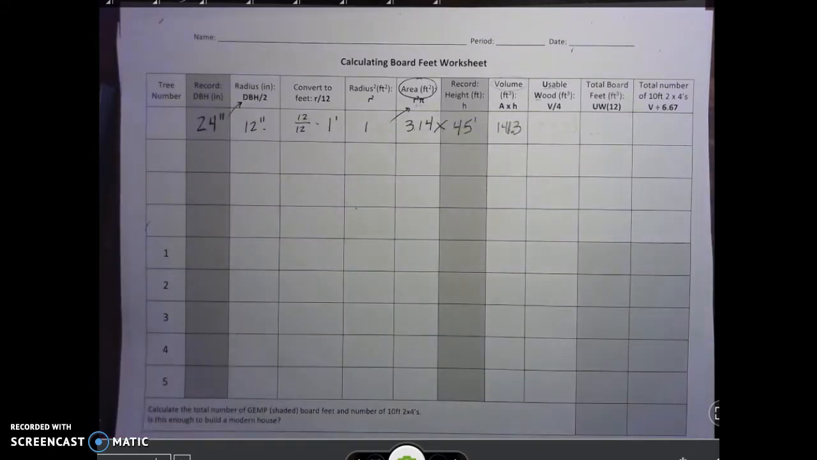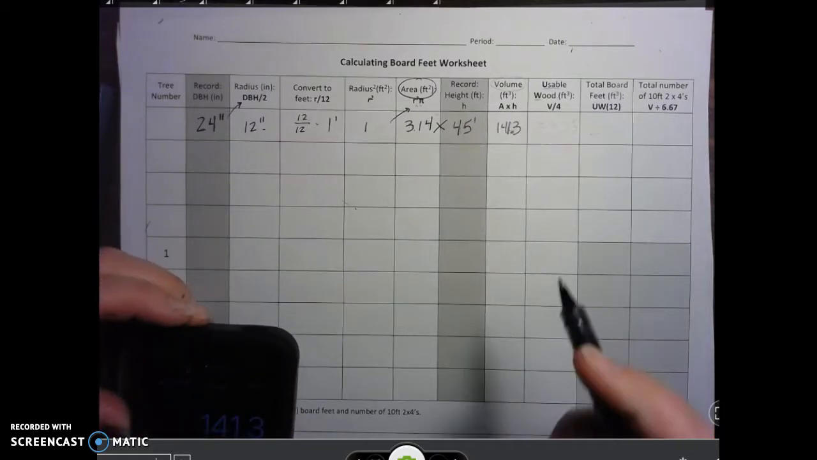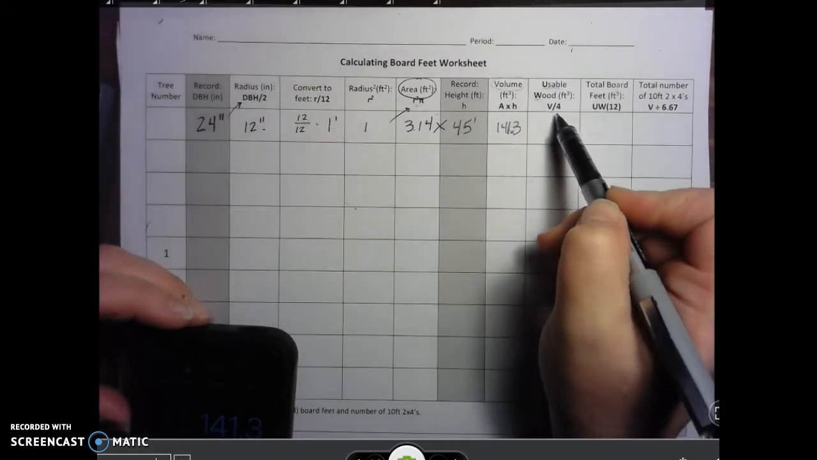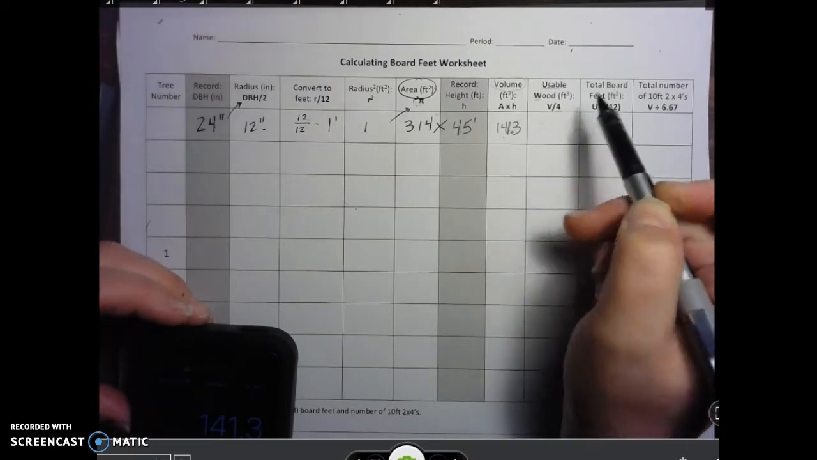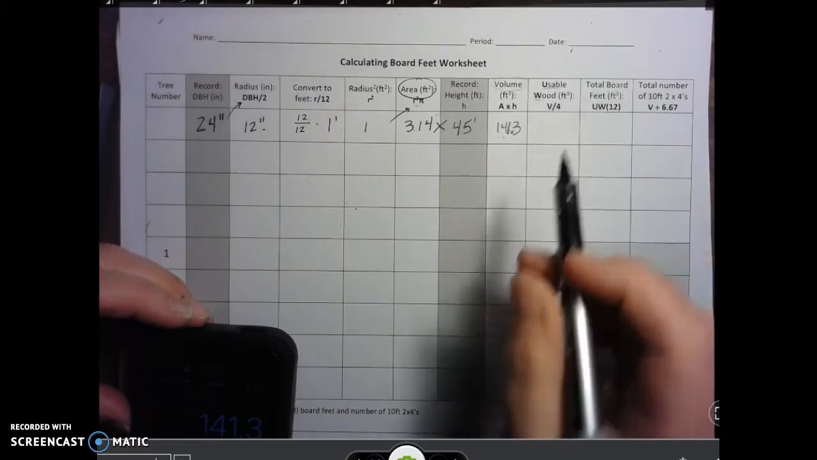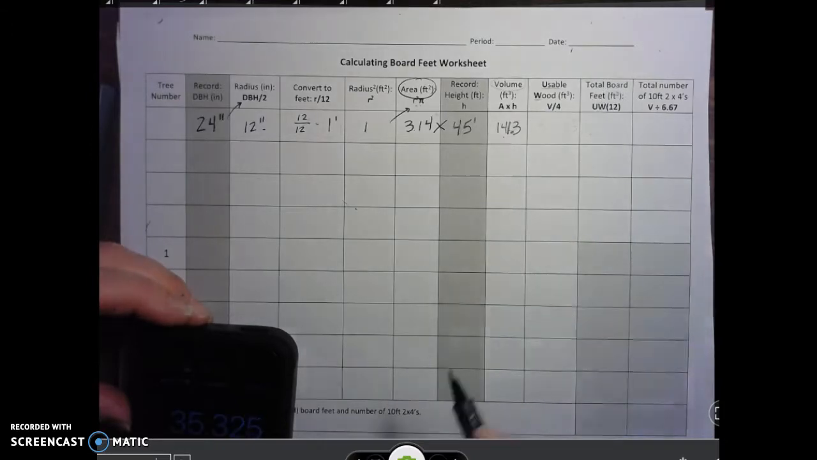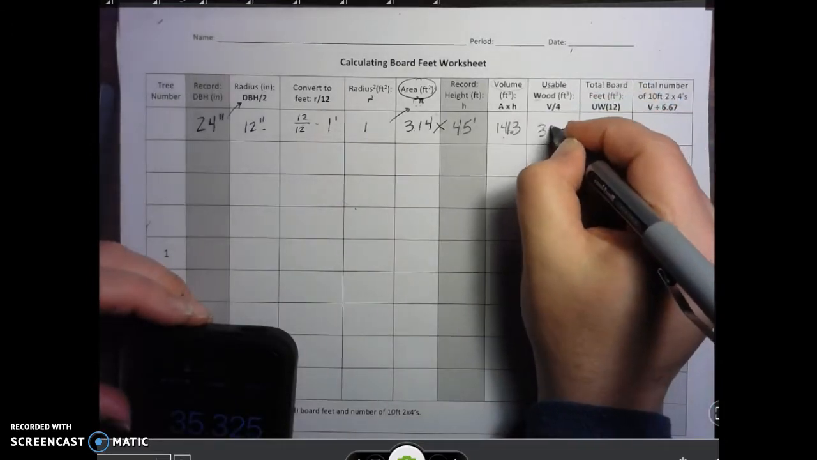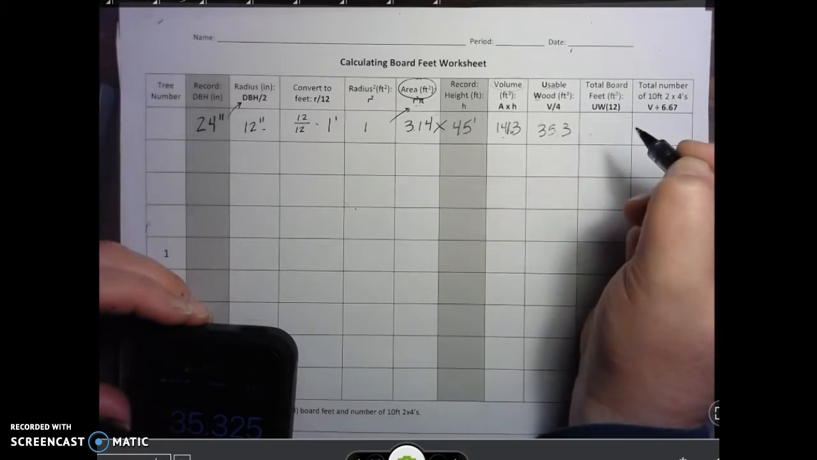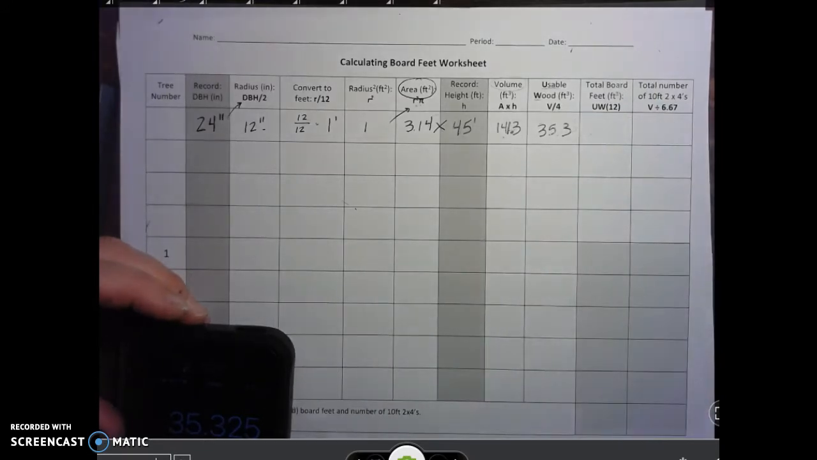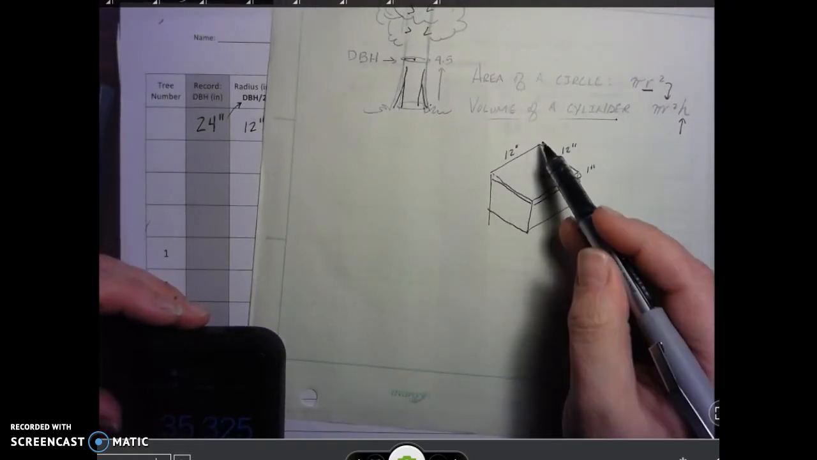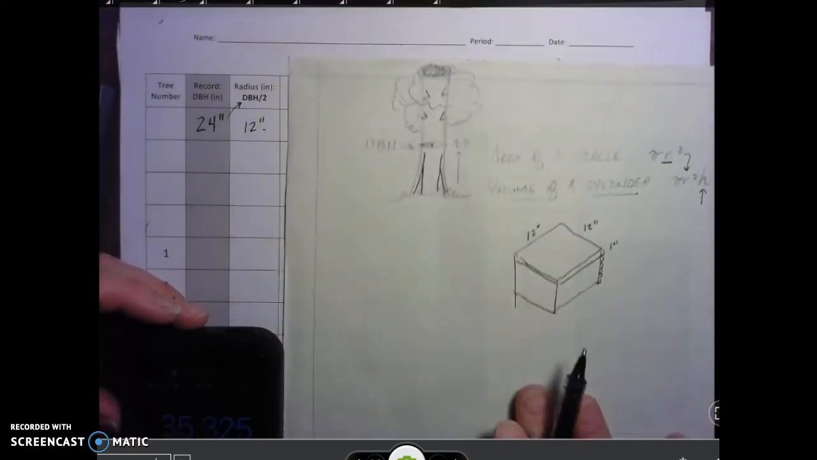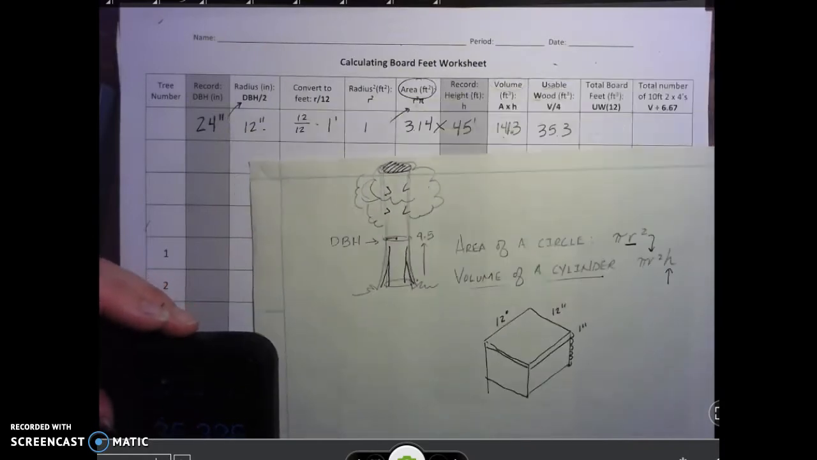And so we need to find out what our usable wood is, and one industry standard is simply to take this volume and divide it by 4 to get what we call the usable wood. And that gives us 35.3. Now we have gotten to a point where we have calculated a cubic foot measurement. So we have, of usable wood, 35.3 cubic feet.